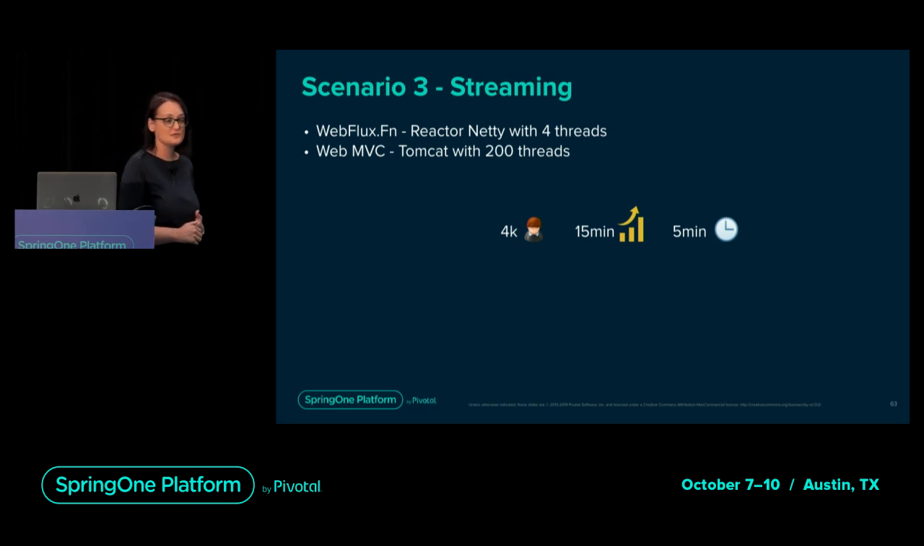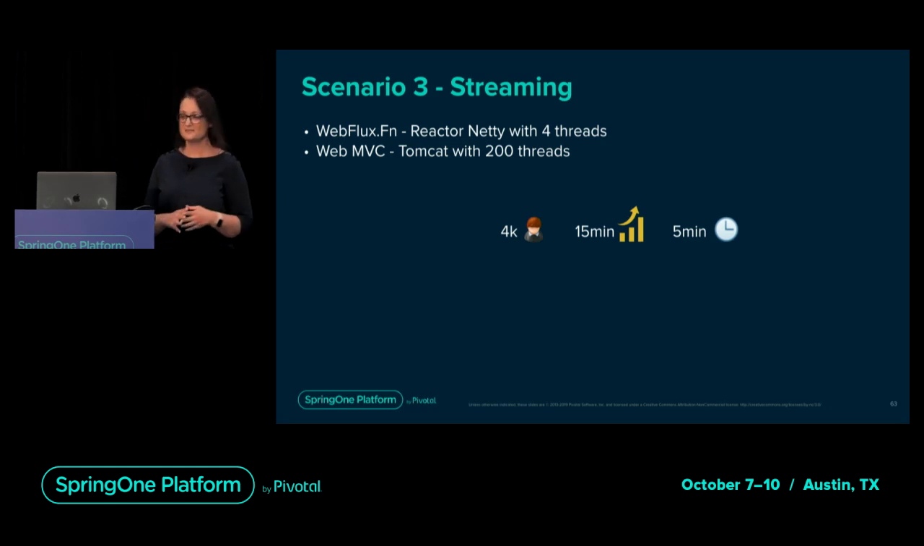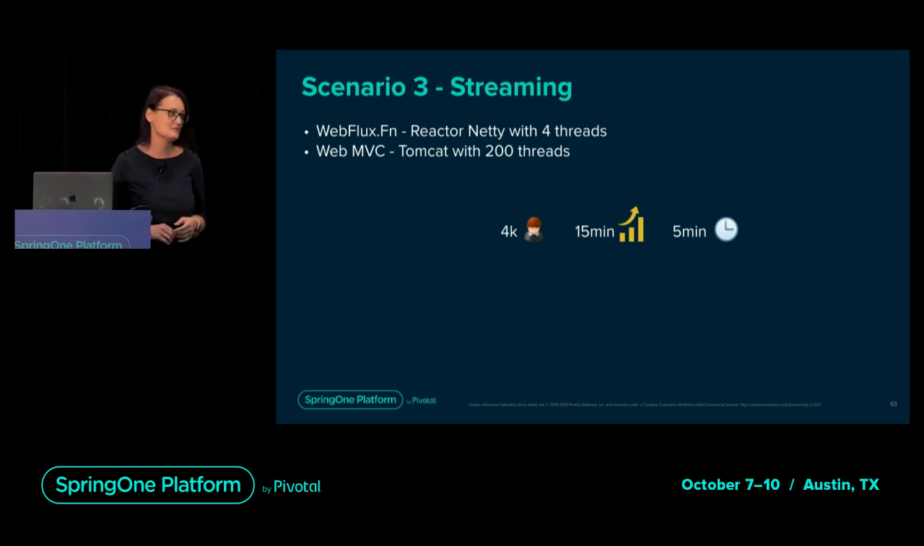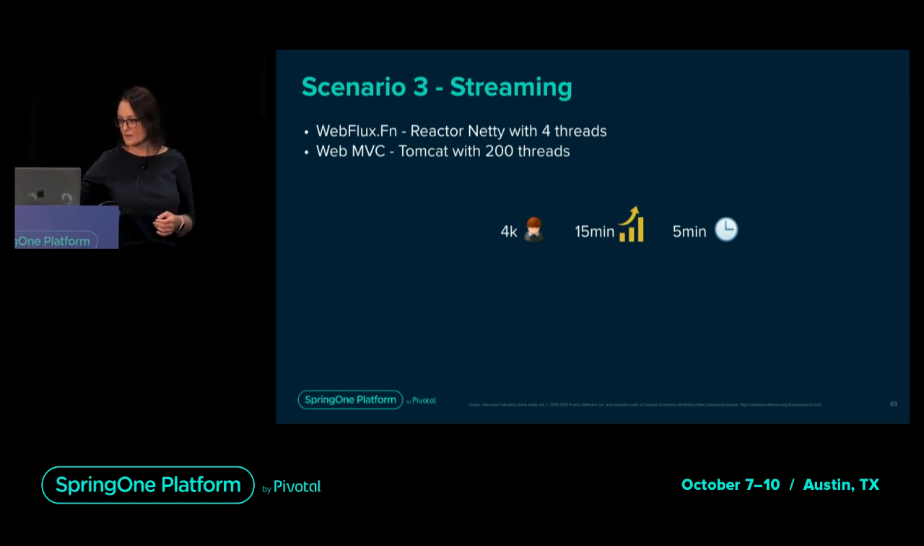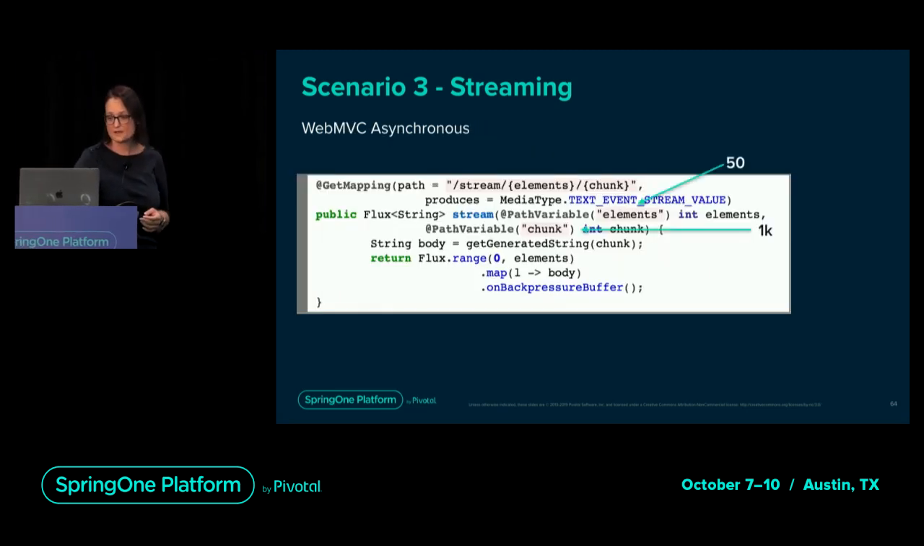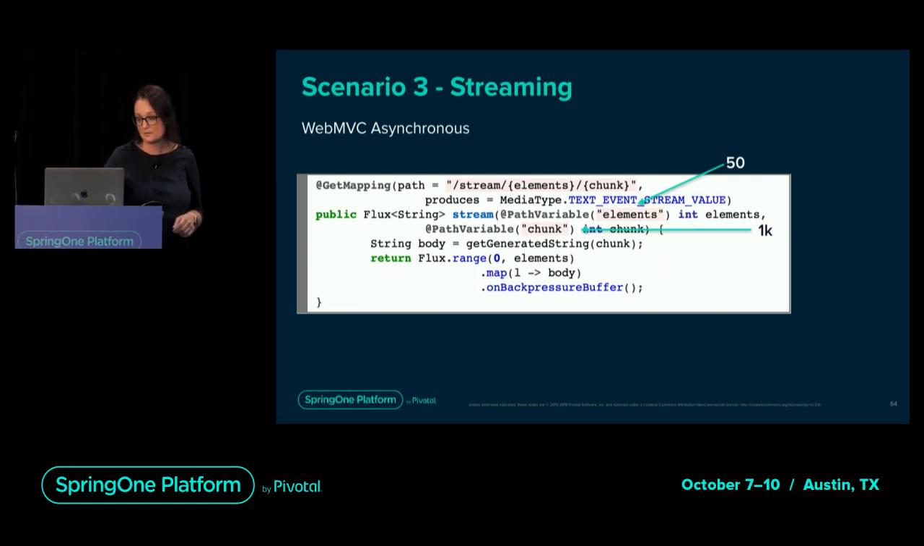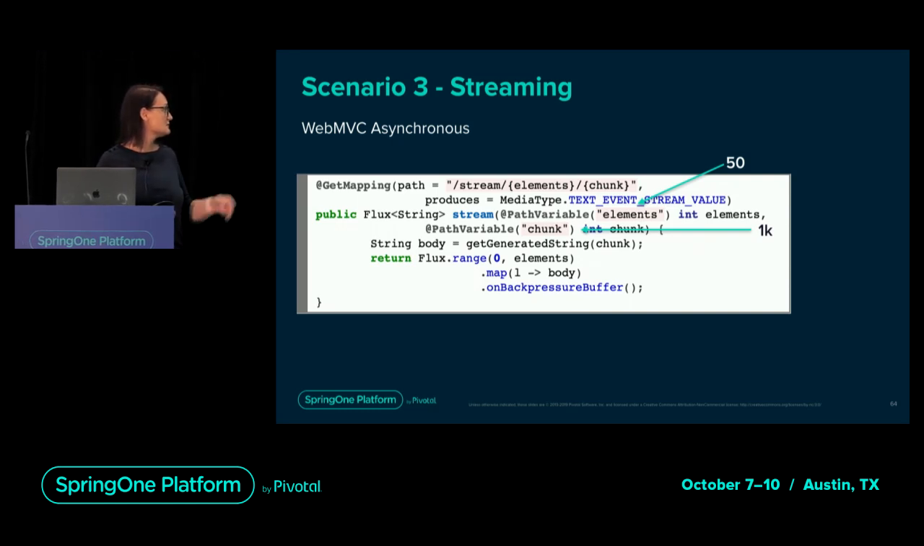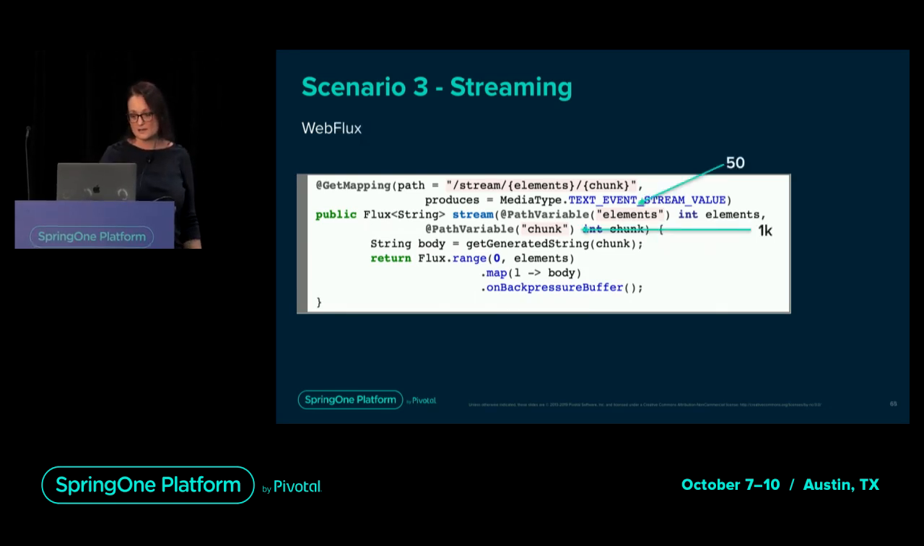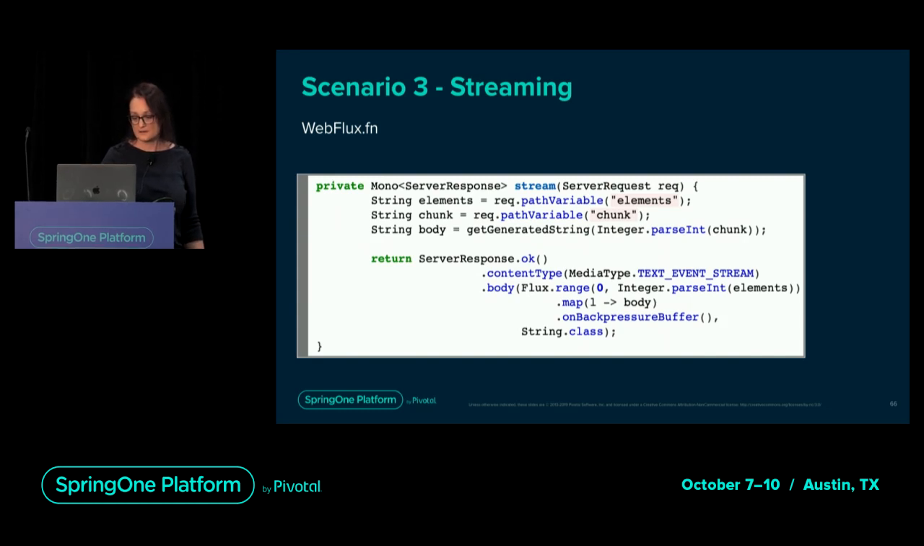Now, next scenario, streaming. Till now, we are sending one very, very tiny message, hello world. Now, let's send something bigger. What we have as a controller, we will send as a stream 50 elements, and every element will be 1K bytes. This is the WebMVC. Again, it is asynchronous, uses reactive types. And the same is for WebFlux. And for WebFlux FN, we have this controller.